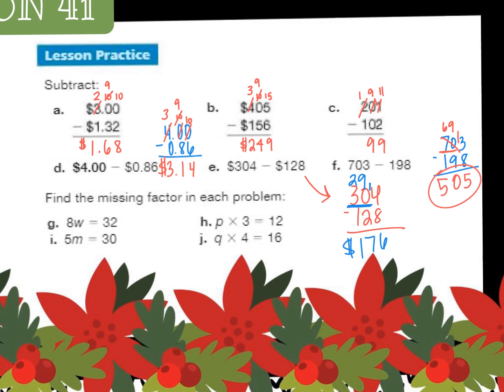Okay, now looking at the last part, missing factors. Remember working backwards. If 8 times something equals 32, then what's 32 divided by 8? 4. So W would equal 4. On H, something times 3 equals 12. 4, because 4 times 3 equals 12. Okay, I, 5 times something equals 30. 6. M equals 6. And then J, 4. Q, letter Q equals 4.